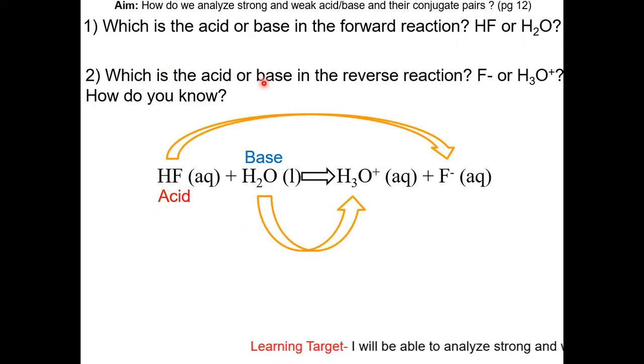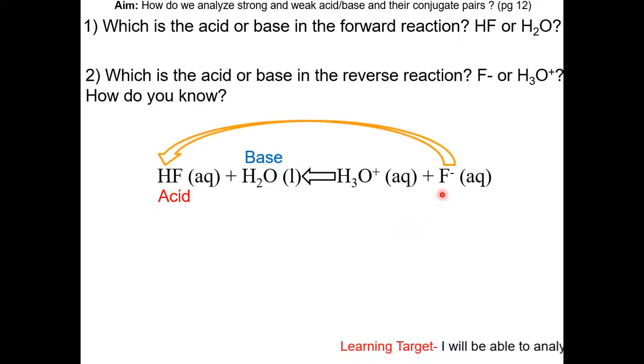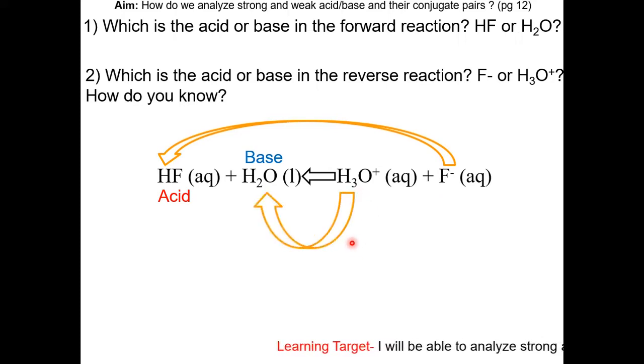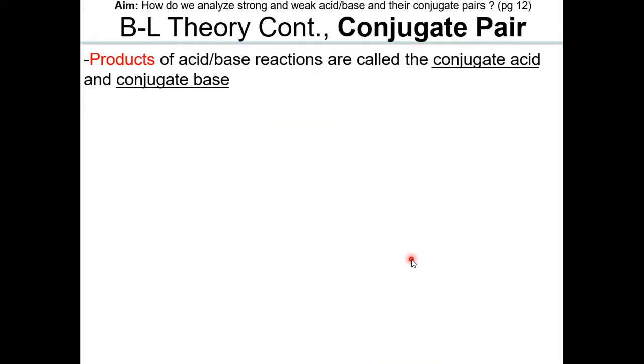Which is the acid or base in the reverse reaction, F- or H3O+? In the reverse reaction, fluoride is gaining a hydrogen ion, while hydronium is losing a hydrogen ion. Therefore, hydronium is the acid and fluoride is the base. This is known as the conjugate acid and base pair. This is from the Bronsted-Lowry theory.